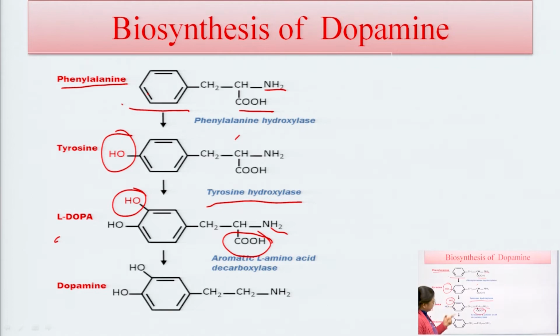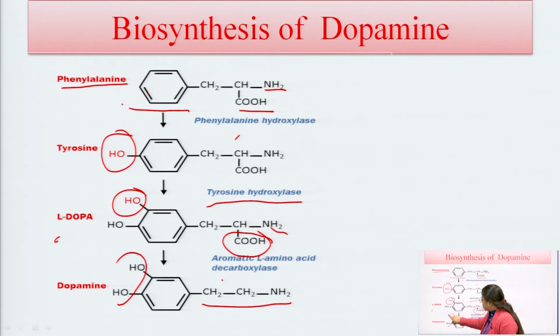Then, with the aromatic amino acid decarboxylase enzyme, there is removal of carbon dioxide, or removal of the carboxyl group, here. So there is formation of CH2, CH2, NH2, that is dopamine. There are two hydroxyl groups present here, and a CH2, CH2, NH2 group present in the formation of this dopamine.